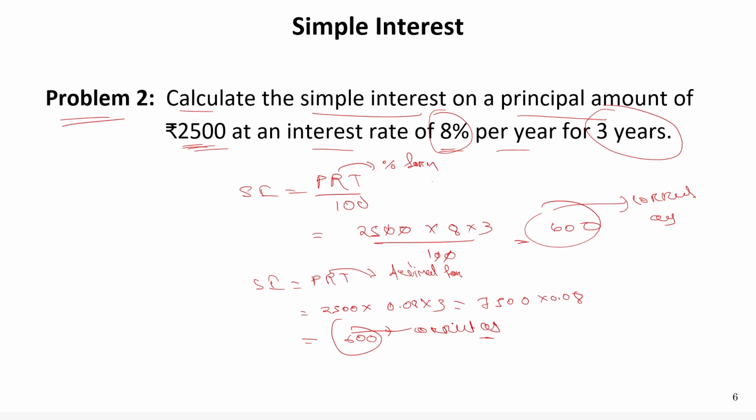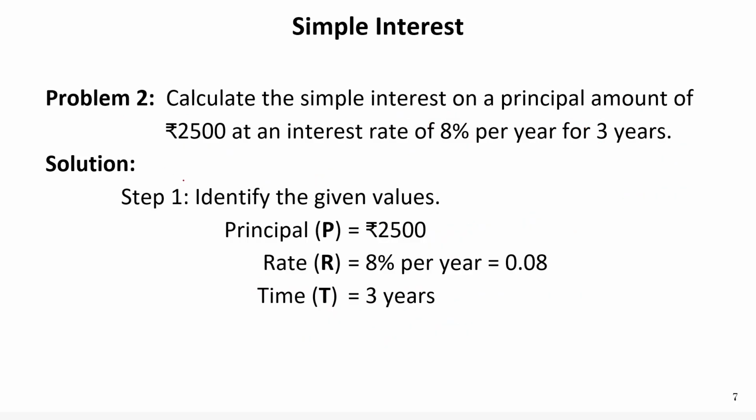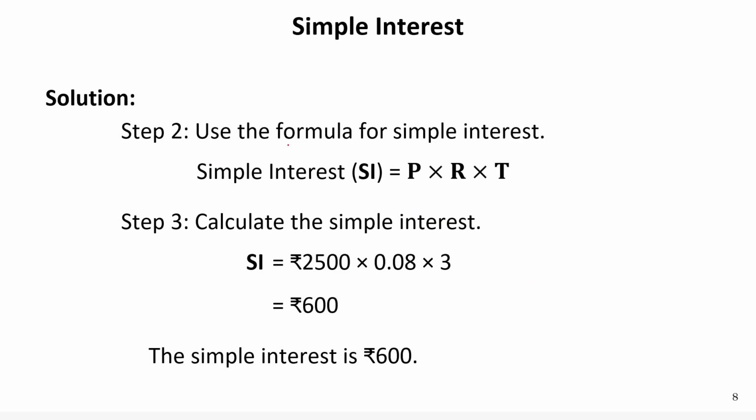Let's see the step-by-step solution. Identifying the given values: the principal amount is 2500, the rate is 8%, which in decimal form is 0.08, and the time is 3 years here. Using the formula for simple interest, SI is equal to P into R into T. Calculating the simple interest, 2500 into 0.08 into 3 is equal to 600. So the simple interest will be 600.